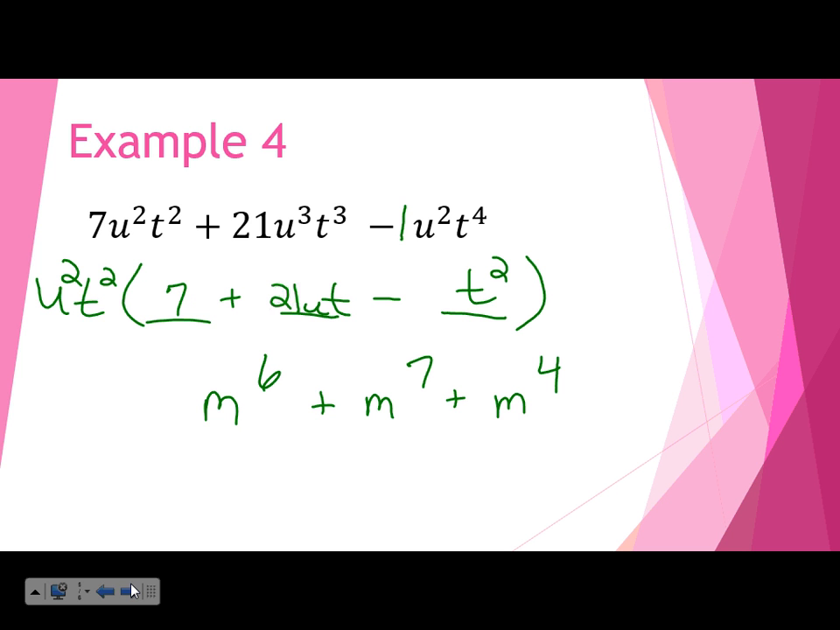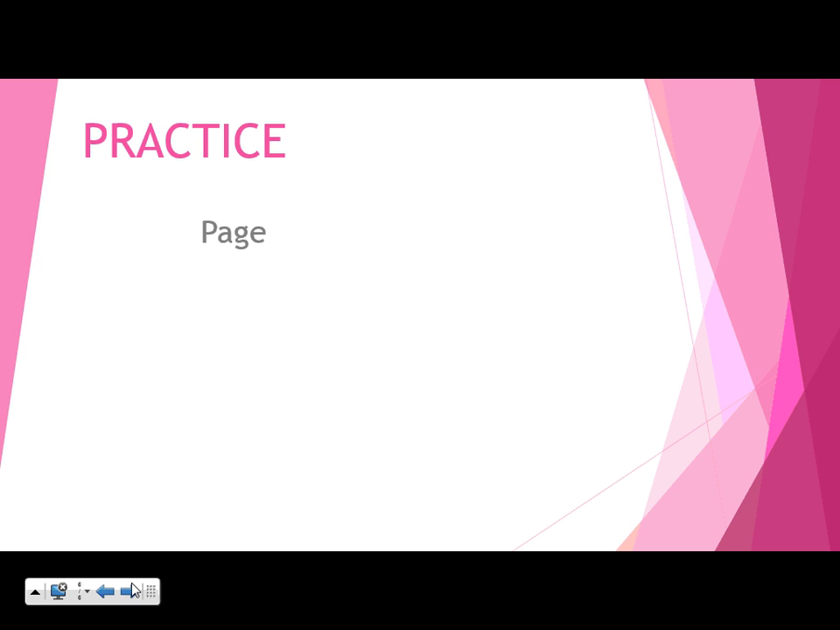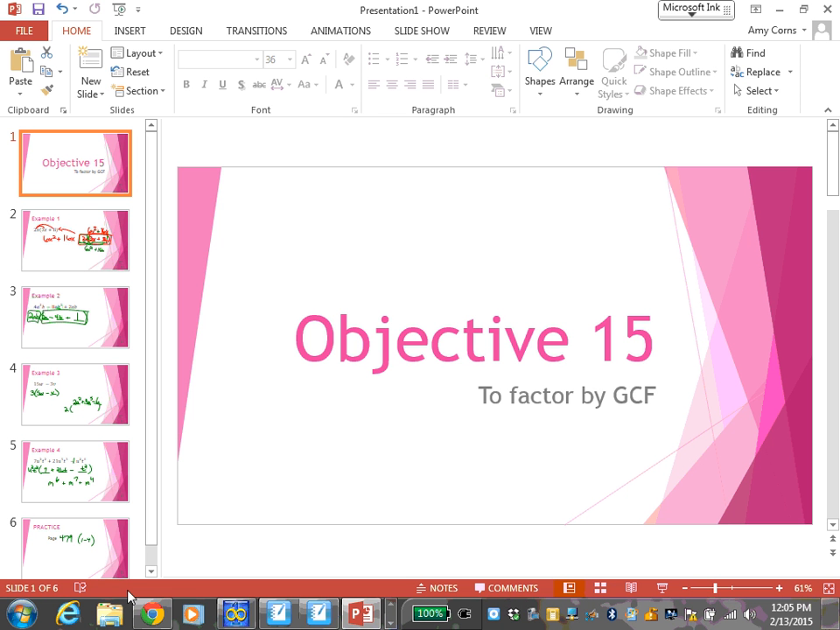So let's just try some practice. On page 479, I want you to try 1 through 4 to begin with. Okay, let's try 1 through 4 to start with, and we'll go over those and make sure you feel good. 479, 1 through 4.